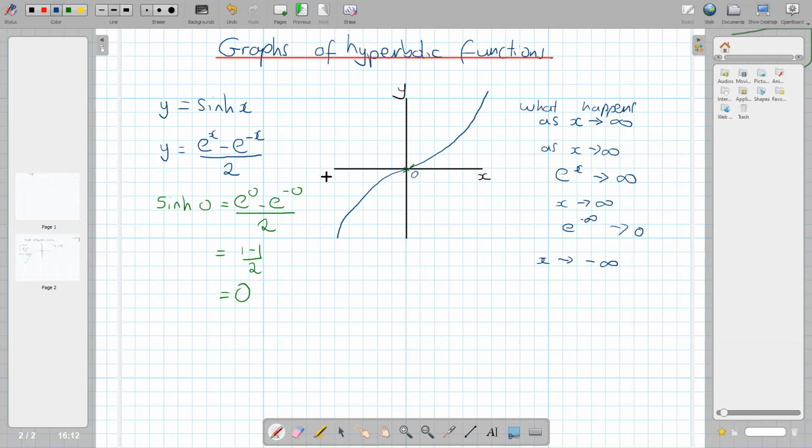What we say is, as x tends to infinity, the e to the x term dominates. As x tends to minus infinity, the e to the minus x term will dominate. So we've got this straight away from just thinking about what will happen. What we'll do now is check that using GeoGebra.